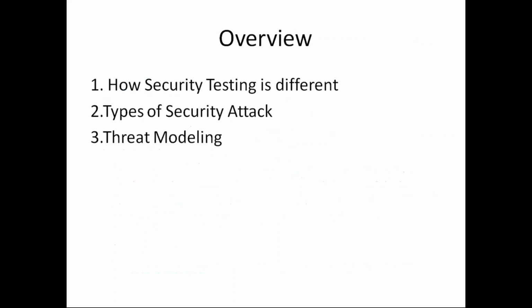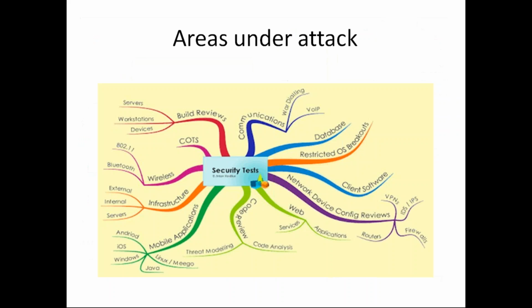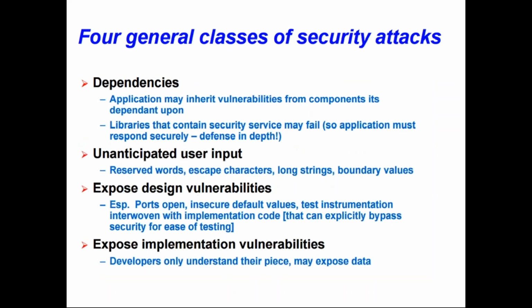Based on these concepts and the areas under attack, security testing is primarily classified into four different types of security attacks. The first and foremost is dependencies. Dependencies can be anything: your system, the front end application, or anything present in your system that is vulnerable to attacks. So that's your dependency. When you start classifying the types of attacks, you will understand the areas of testing. That is the primary intention of this slide.